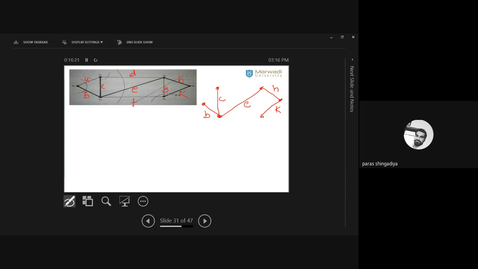Clear? So which edges are known as a branch? B, C, E, H, and K. These are the branches. This set is known as a branch. Why is it a branch? Because these edges are part of the spanning tree. These 5 edges are part of the spanning tree. Therefore, these edges are known as a branch.